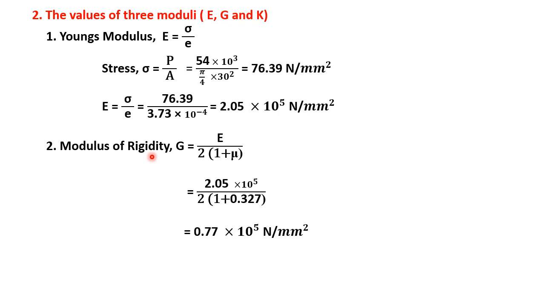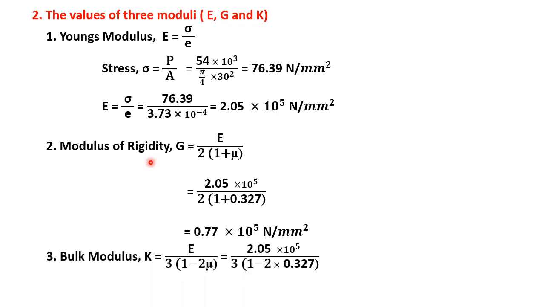Now the last one is to find the value of K. K is nothing but the bulk modulus, and the formula for finding the bulk modulus is E upon 3 into (1 minus 2 mu). So we have all the values with us. Just simply we need to put the values here in this equation so that we can get the value for K, that is 1.97 into 10 to the power 5 Newton per mm square.